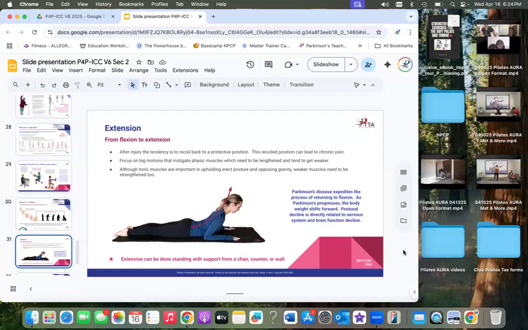So since we can't do anything about a lack of dopamine, we have to try and hack the system to preserve whatever we can. And one of those things is strengthening the back extensors to hold the posture upright. And then again, extension can be done standing, with support from a chair, a counter, a wall. It doesn't really matter. You just need to get them to extend, right?